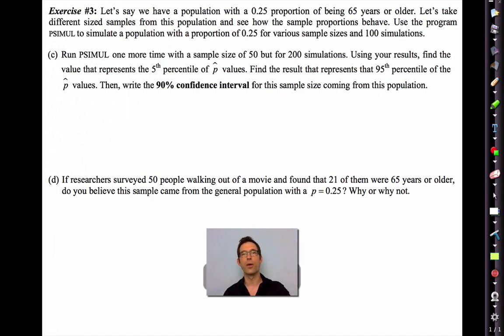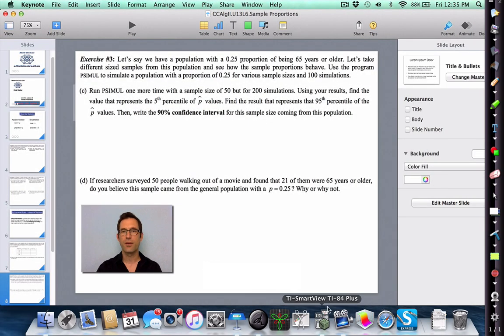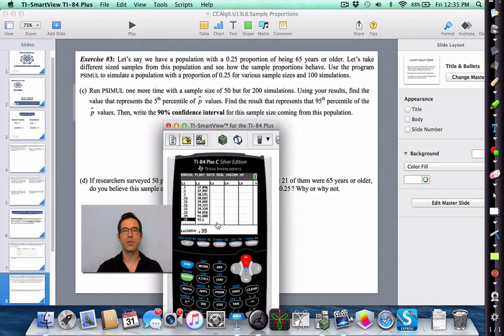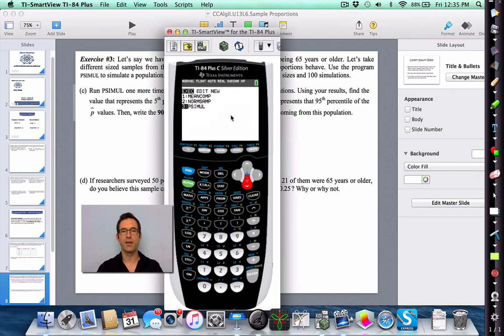All right, so let's do one more simulation today. Okay, I'm going to just move this down the screen a little bit so we can see everything. Go to my program. Actually, I got to bring it back up, otherwise I can't even hit the commands.